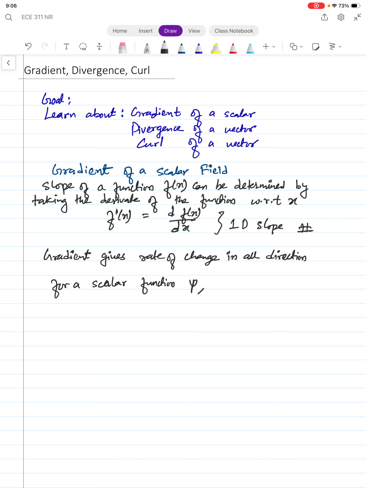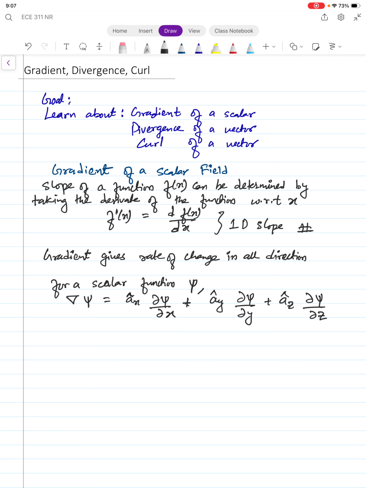And the gradient for a scalar function psi is defined as del psi equals to a_x hat partial psi partial x plus a_y hat partial psi partial y plus a_z hat partial psi partial z, where a_x hat is the unit vector along x direction.